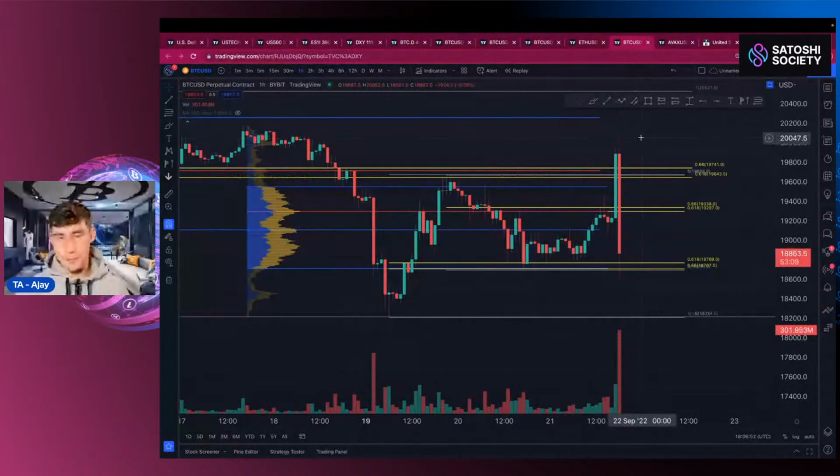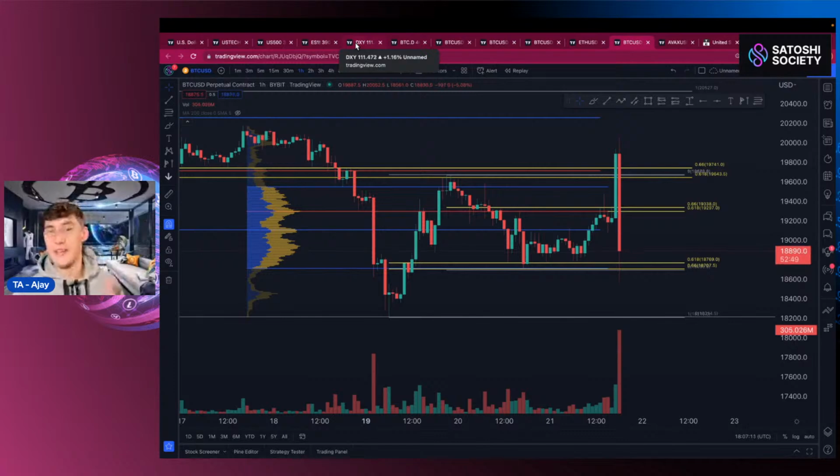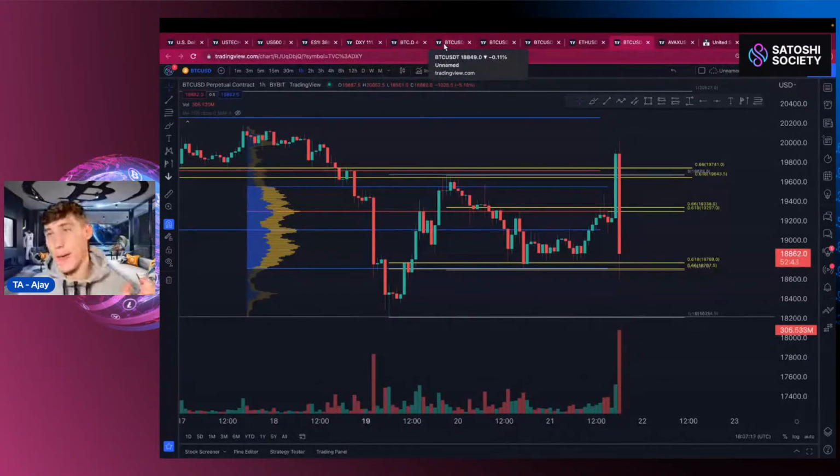As we can see, it came up to 20,000 after breaking out of that symmetrical triangle that I spoke to you about, but we are seeing a negative reaction now, coming all the way back down to around 19,000 and dipping below 19,000 as well. So what does this mean? Well, if we're getting this negative reaction to that 75 basis point rate hike, then we are most likely going to see a much bigger correction than this as well.